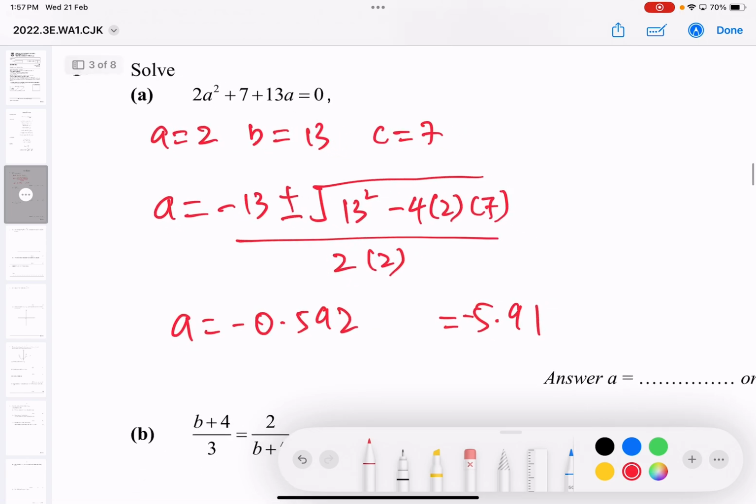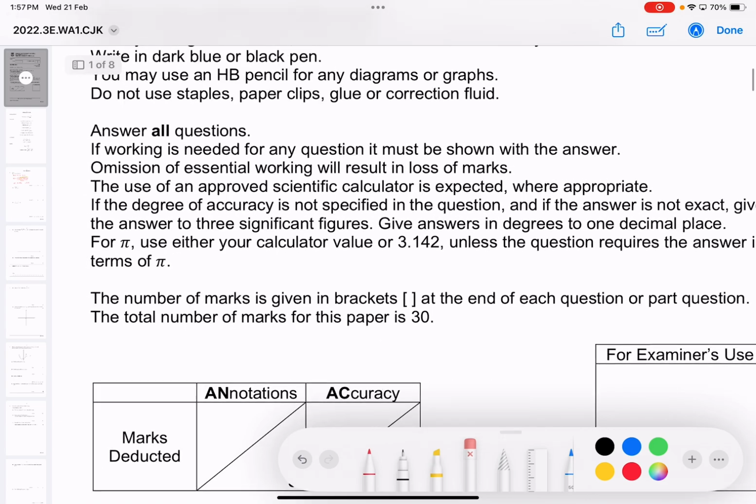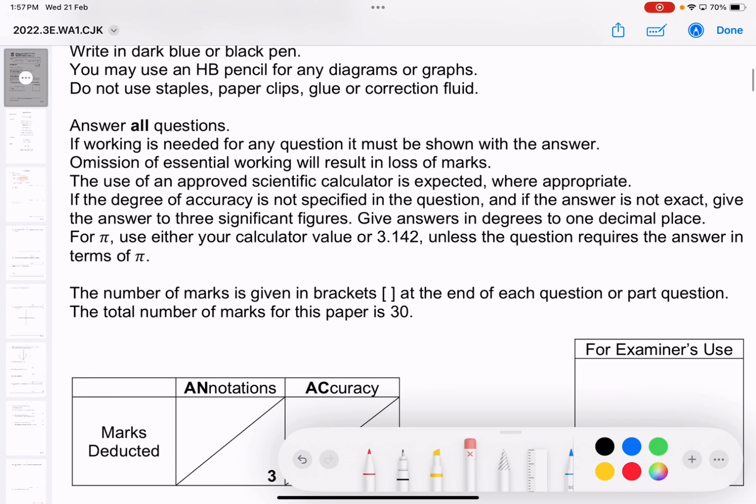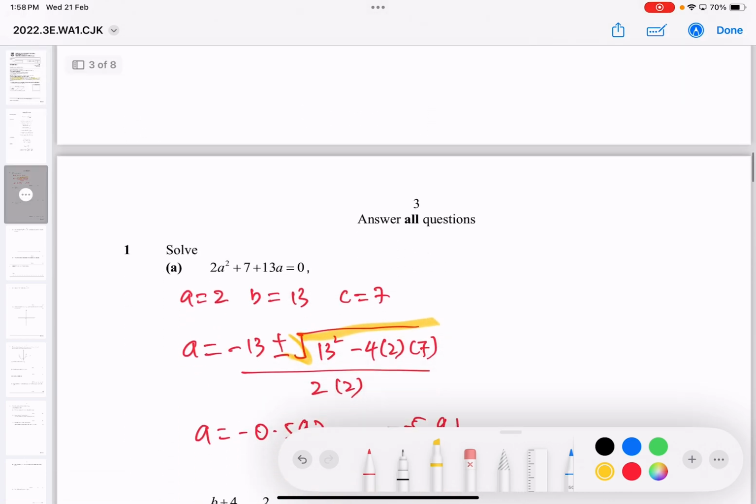Now, when you use the quadratic formula, always leave your answer to 3 significant figures. Okay, always leave to 3 significant figures, because when you square root, you will get an irrational number. At the start of the question paper, they will say, if your answer is non-exact, give the degree of accuracy to 3 significant figure. Okay, it is clearly stated over there. So you must make sure you adhere to the instructions. If not, you will lose 1 mark.